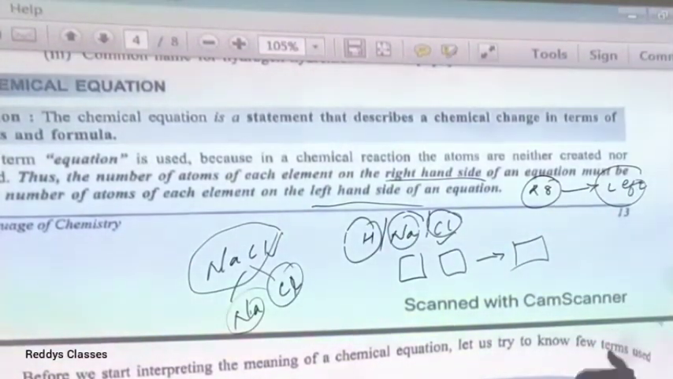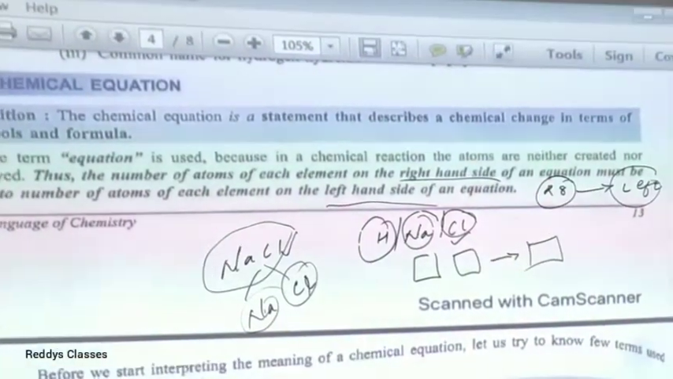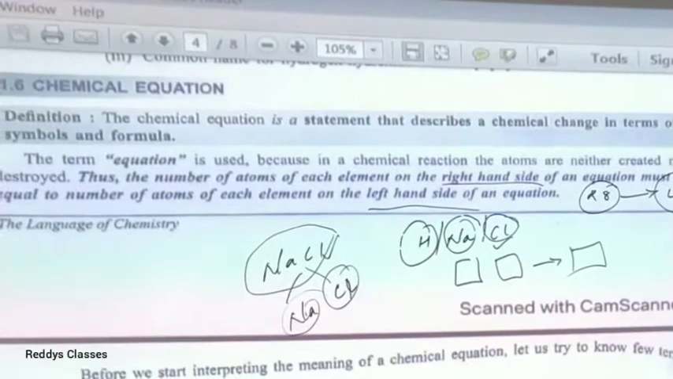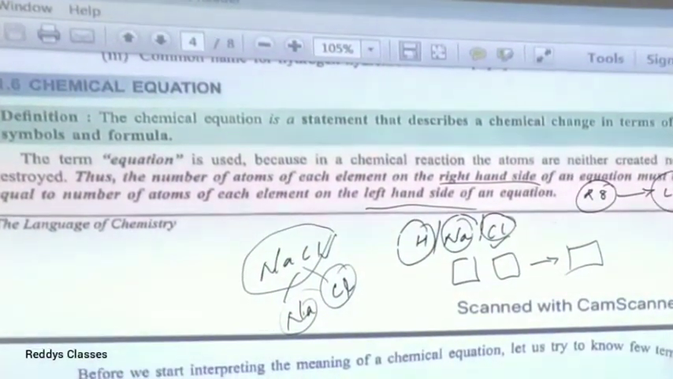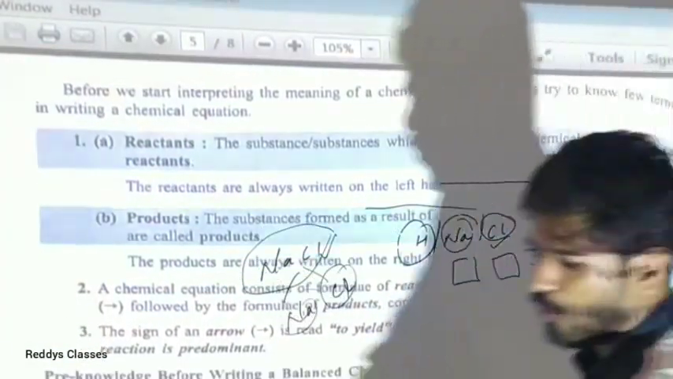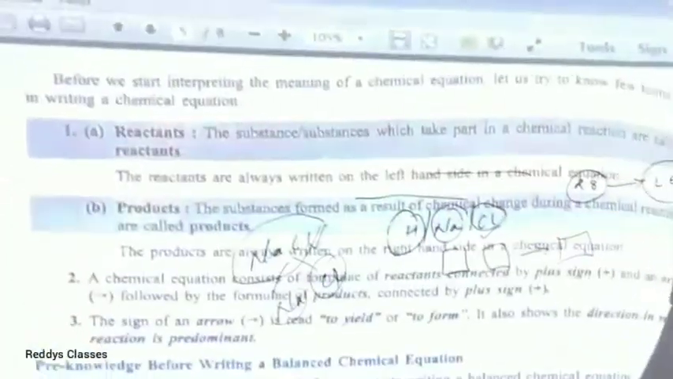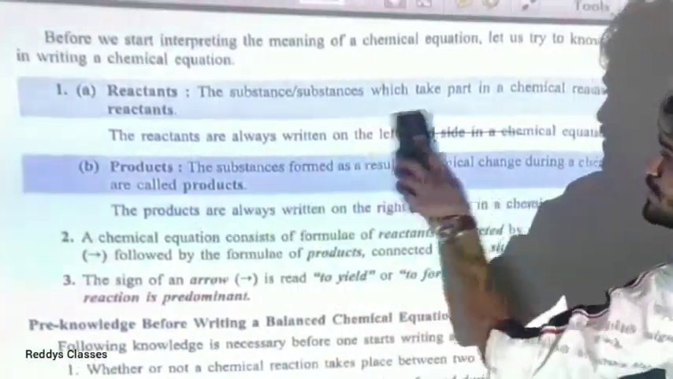So before starting, let us see interpreting the meaning of a chemical equation. Let us try to know a few terms which are used in a chemical reaction. Let us study these two terms. The two terms here are reactant and product. So what do you mean by reactant? As I said, we need the left hand side as well as the right hand side. We need both sides.